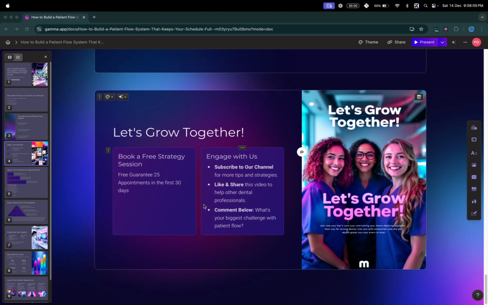So now it's time to take action. So start building your patient flow system today and watch your schedule fill up like never before.